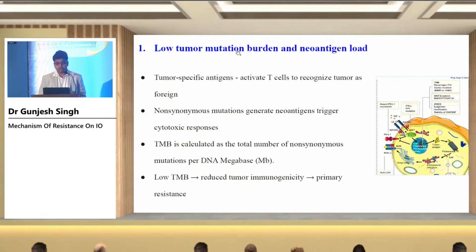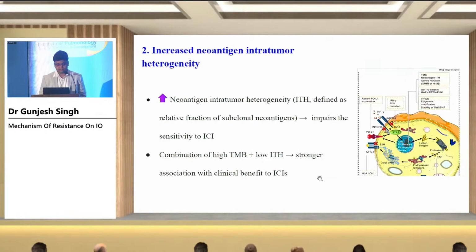Coming to first, low tumor mutation burden or neoantigen load. This neoantigen is because of non-synonymous mutations. These non-synonymous mutations cause neoantigen formation, and this is known as tumor mutation burden. So how is tumor mutation burden calculated? It is calculated as the total number of non-synonymous mutations per DNA megabase. And if the tumor is having low mutation burden or low neoantigen load, then the patient is not having a response to immunotherapy, and that leads to primary resistance.